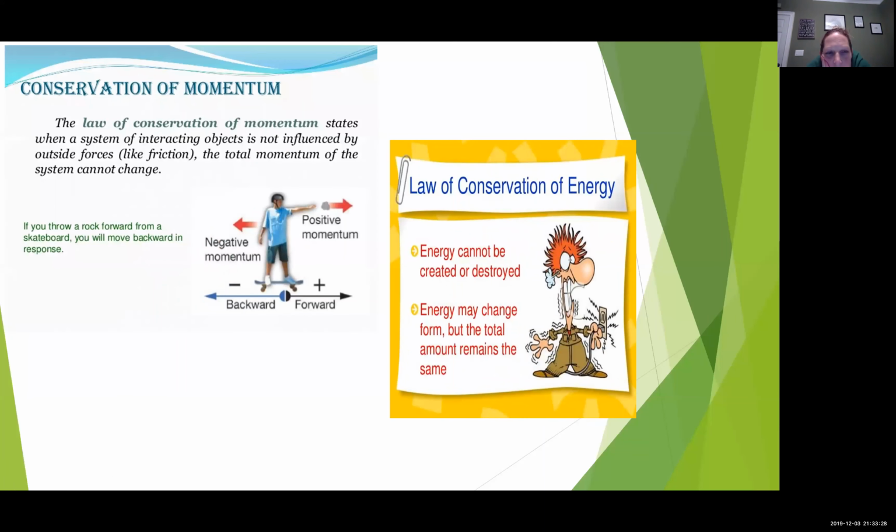Conservation of momentum. The law of conservation of momentum states when a system of interacting objects is not influenced by outside forces like friction, the total momentum of the system cannot change. Law of conservation of energy. Energy cannot be created or destroyed. Energy may change form, but the total amount remains the same.